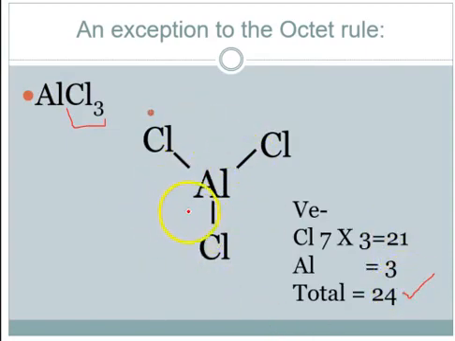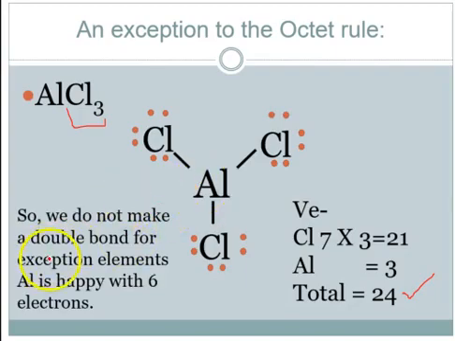So I started out with 6, 7, 8, 9, 10, 11, 12, 13, 14, 15, 16, 17, 18, 19, 20, 21, 22, 23, 24. Be careful. We do not make a double bond for any of the exception to the rule elements. Aluminum is an exception to the octet rule, and it is columns 1, 2, or 3 elements that are those exceptions. So aluminum is in the column with 3 valence electrons and is happy with the 6 electrons that it has. So this is a completed diagram for this structure. We do not borrow and make aluminum hold more electrons.